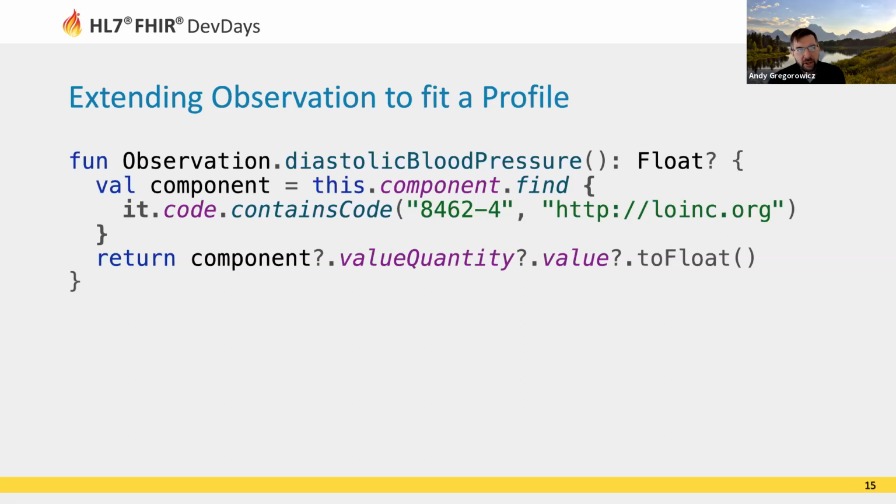And if it does, if the observation has a component that contains that particular code, it will go through that component to find the float value in it, which would return to me the diastolic blood pressure. And again, you'll see I have to be careful because this is returning a Float?. So that means if I were to execute this on an observation that doesn't have that particular component, that's fine. This will return null, but Kotlin is letting me know that, hey, you need to be careful, that could return null, and so your code has to be prepared to handle that.